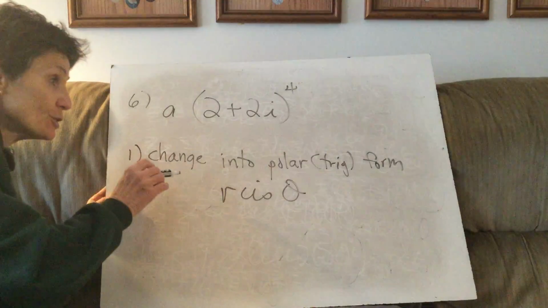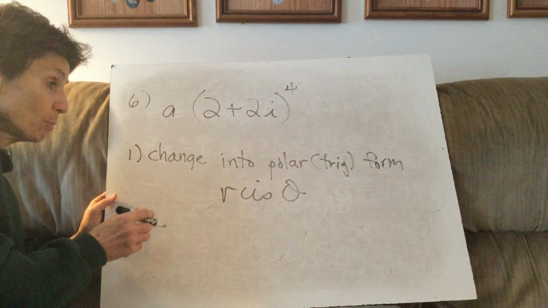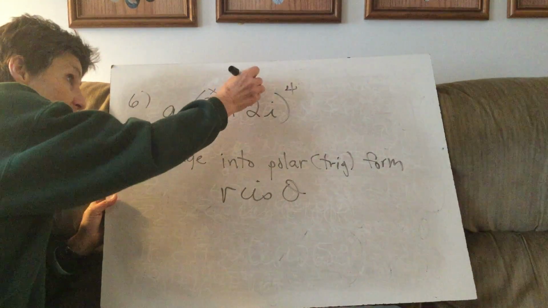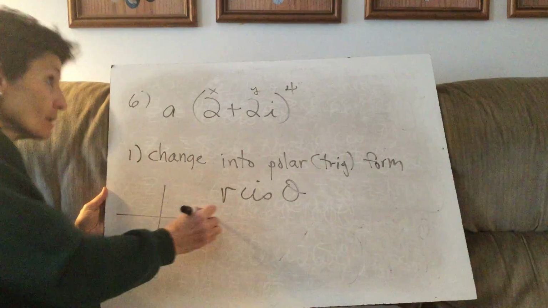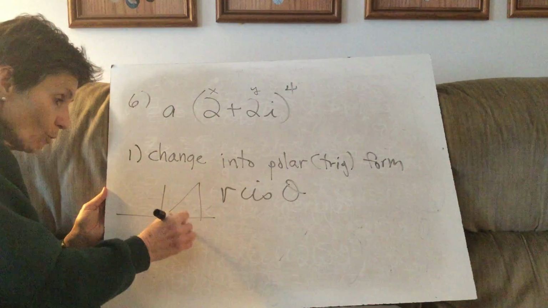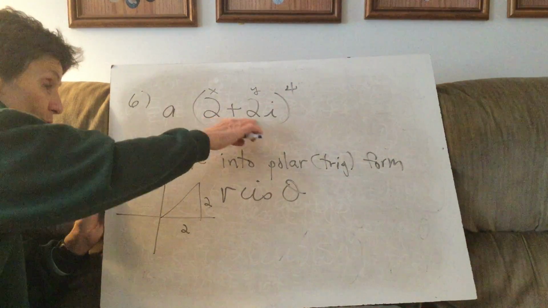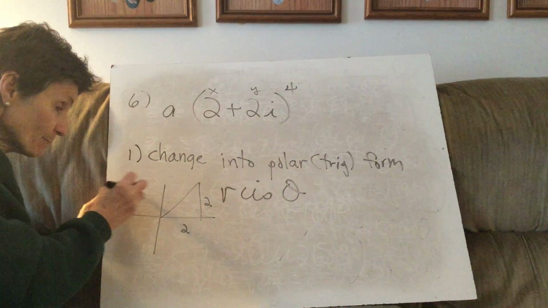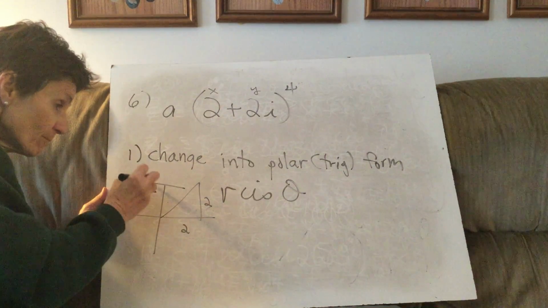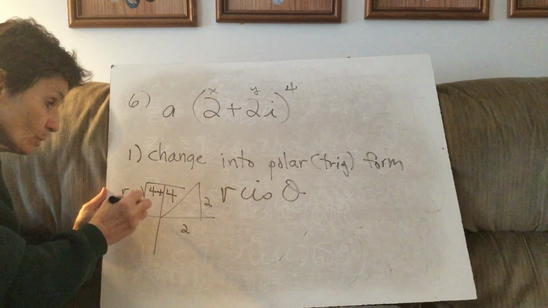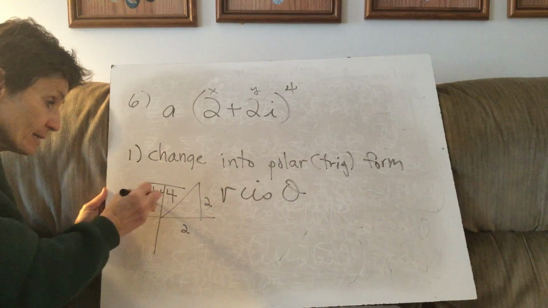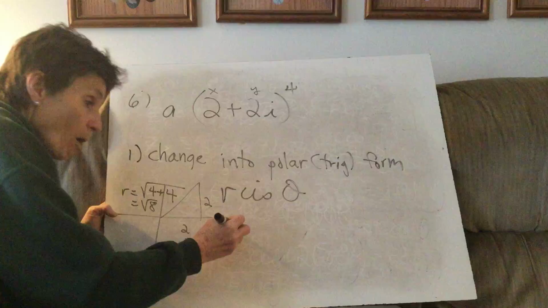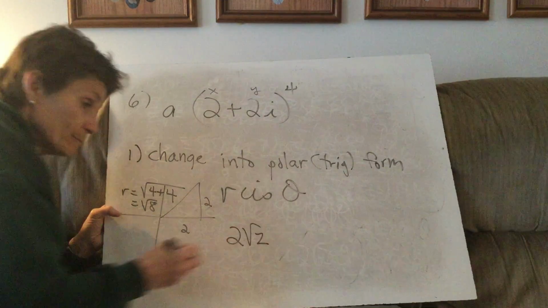So the first thing we're going to do is change this number into polar form. Keep in mind, this is x and y. So I'm going to go over 2 and up 2. X is 2, y is 2, over 2, up 2. Here's my r. So I'm going to square the first one, square the second one, add them together and take the square root. So my r is 2 root 2.